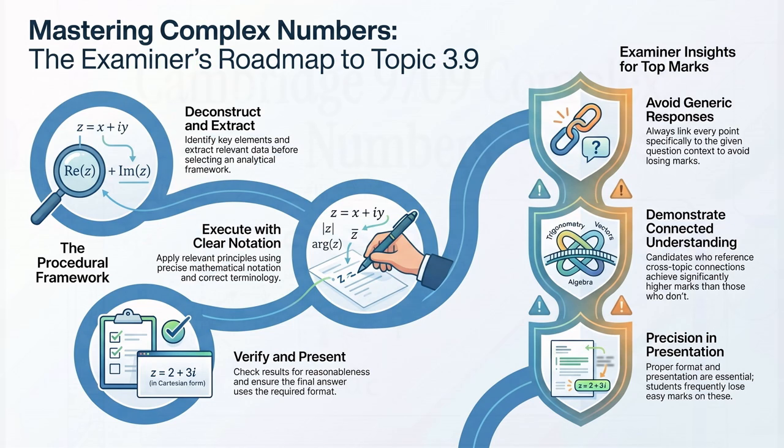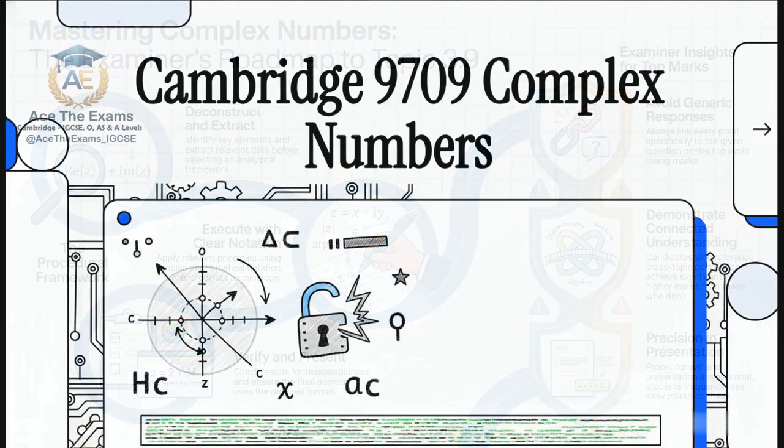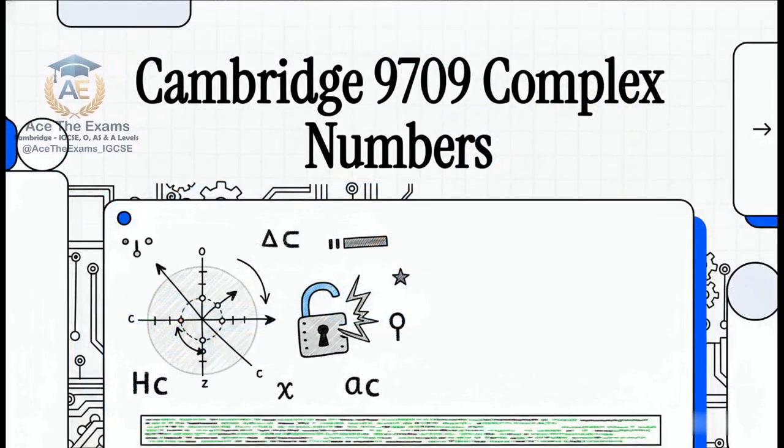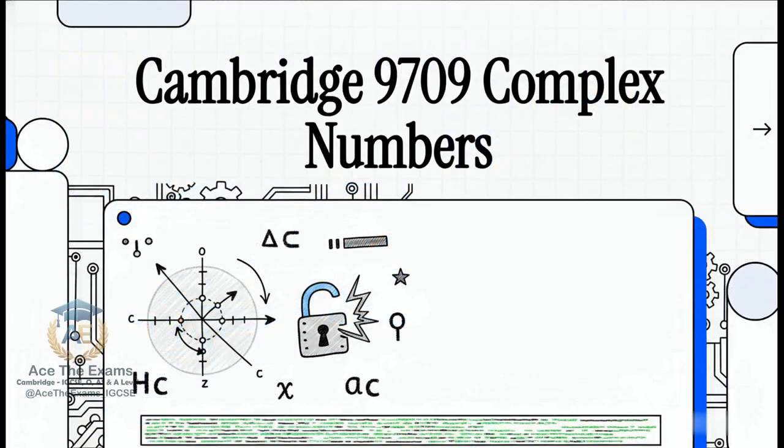But honestly, I want you to think of this less like a standard review and way more like a Silicon Valley Cambridge exam hackathon. I'll be your lead dev for this session, and today we are setting our sights on a very specific mainframe, the Cambridge AS and A-level mathematics syllabus. Specifically, we're cracking into topic 3.9, complex numbers.